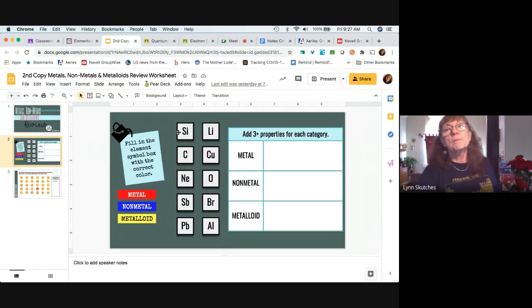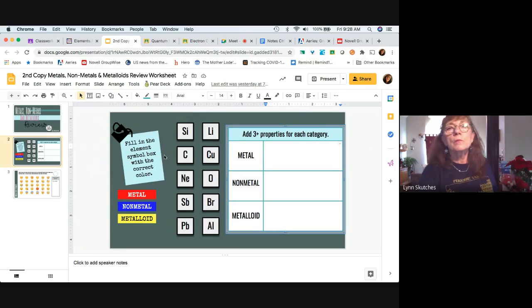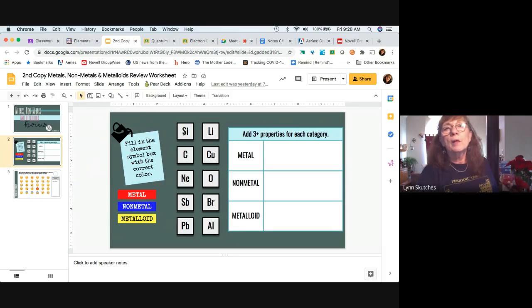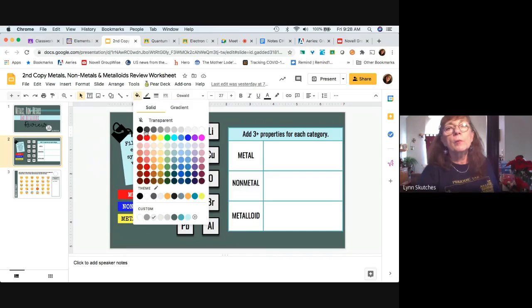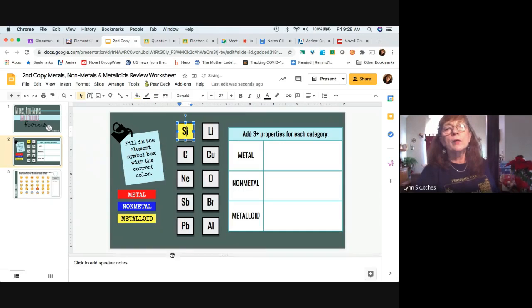These boxes are element boxes. And it says fill the element box with the correct color. So let me just go off this, there we go. Until you click on something, you don't see the little fill bucket. But once you click on it, the fill bucket shows up right here. And silicon, like we were just talking about, is a metalloid. So when you click on the fill bucket and click yellow, it will fill in as yellow. Okay, and that's what you're going to do with the other elements here.